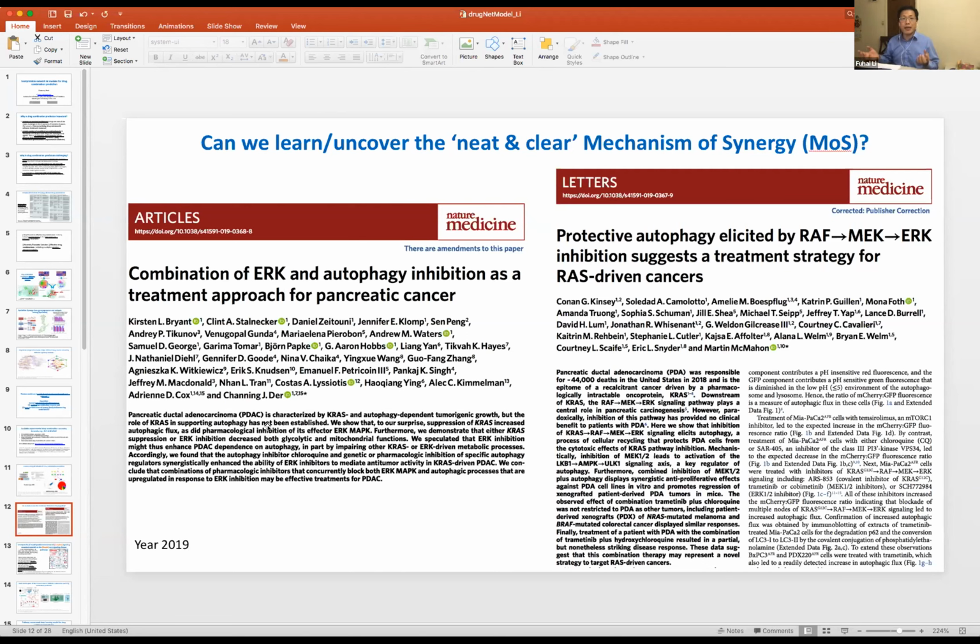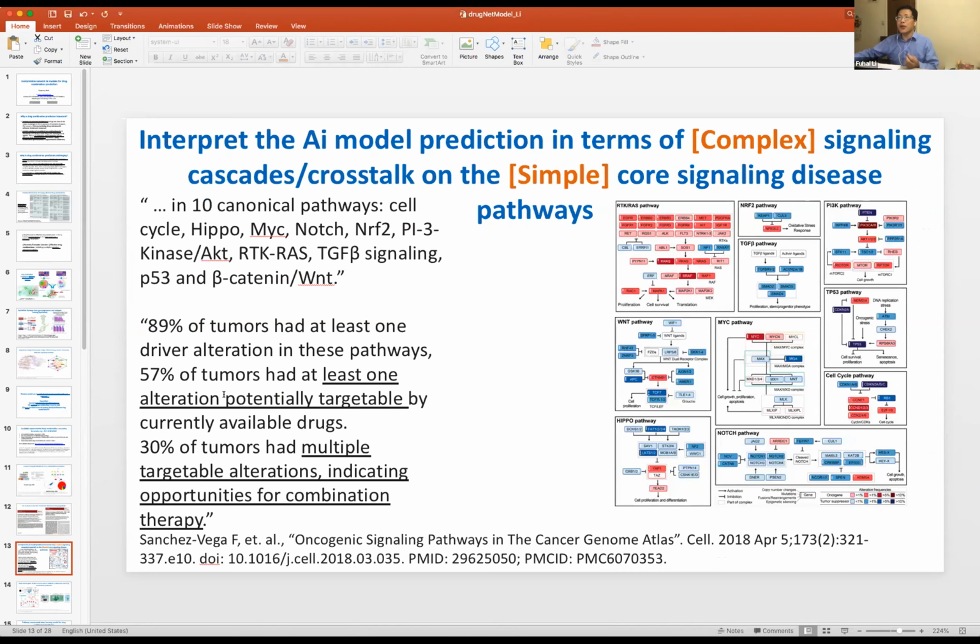Then you can solve the problem. The mechanism is very simple, and the pathways involved are very simple. But the question is, how can you identify these two pathways and the two targets? In another paper in 2018, which is very interesting, they studied all the cancer samples in TCGA and found that using only 10 signaling pathways, 89% of tumors have at least one driver alteration in one of the 10 pathways, and 57% of tumor patients have at least one druggable target.